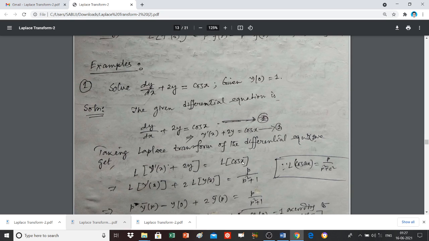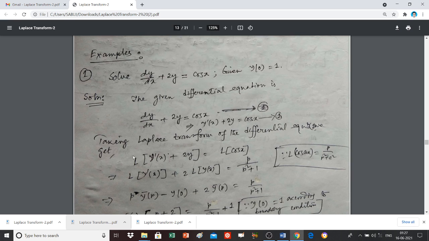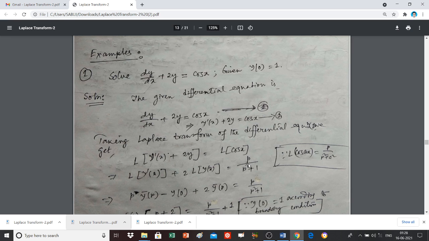Now taking the Laplace transform on both sides, the Laplace transform of y'(x) plus 2y is equal to the Laplace transform of cos x. This can be separated into two parts: the Laplace transform of y'(x), plus 2 times the Laplace transform of y(x), is equal to, you know, the Laplace transform of cos x, which is p over p squared plus a squared. In this case a is equal to 1. Therefore, the Laplace transform of cos x is equal to p over p squared plus 1.